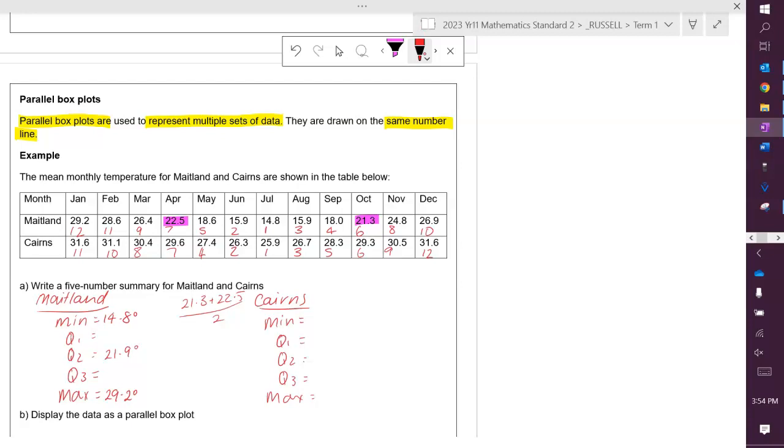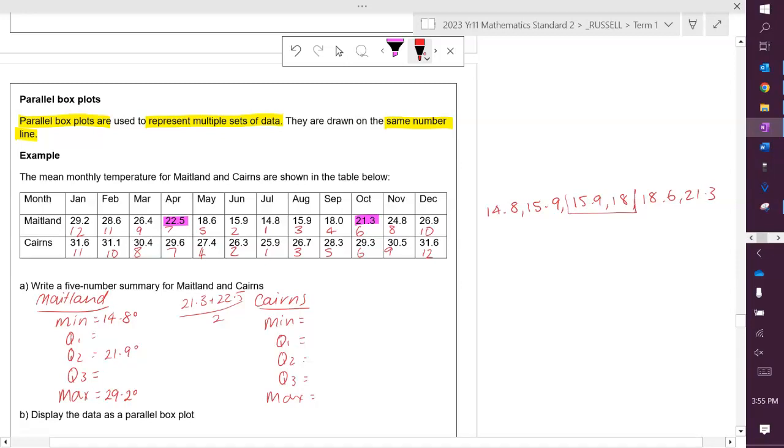So if I look at the bottom 6 scores, if you need to, write them out, and it can make it a little bit easier to see what it is you need to see and how to actually calculate it. 18.6 and 21.3. So if I go through here, I have these two numbers in the middle. So again, I'm going to add them together and divide by 2, which gives me 16.95.